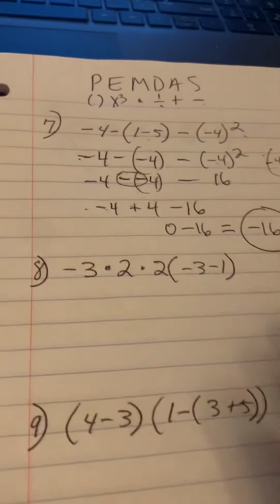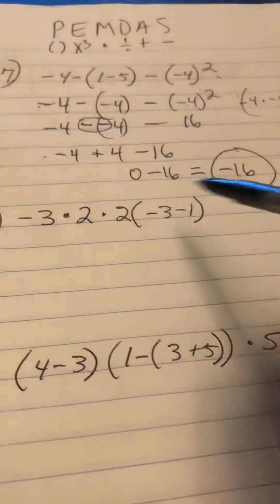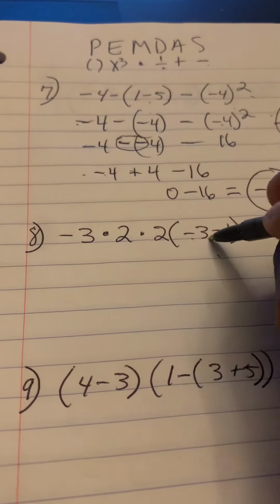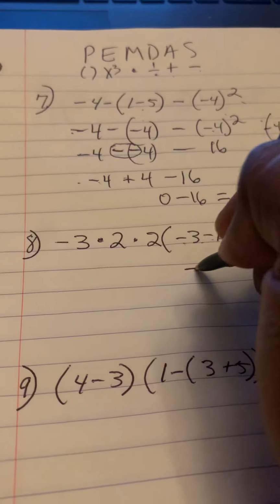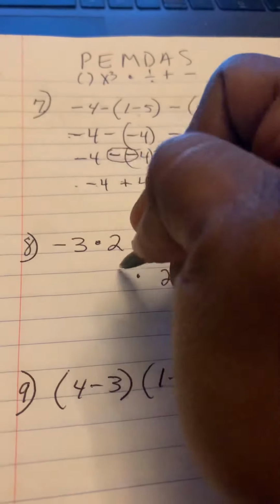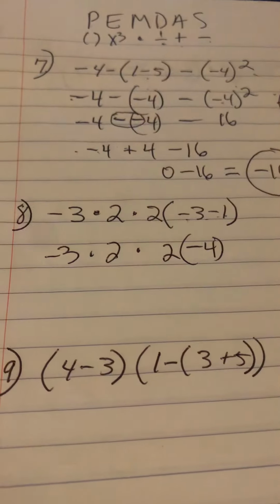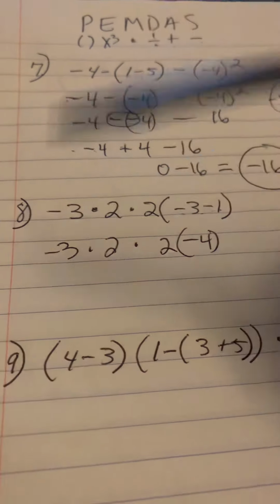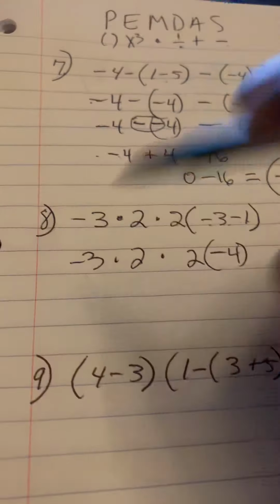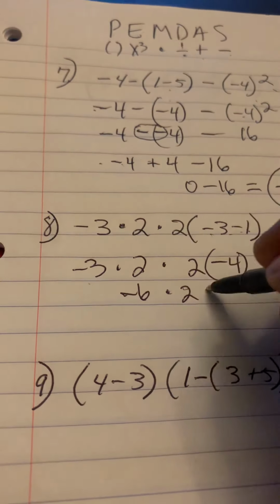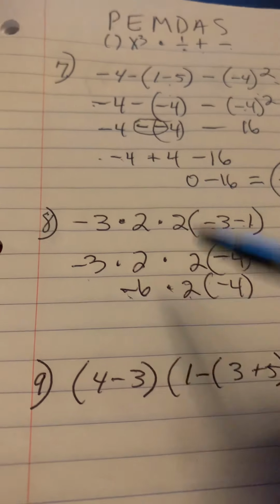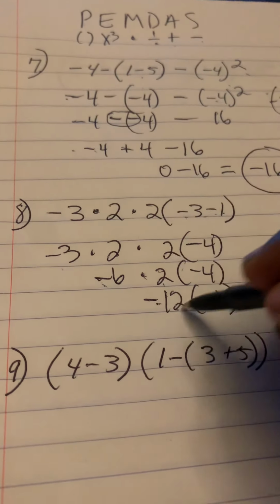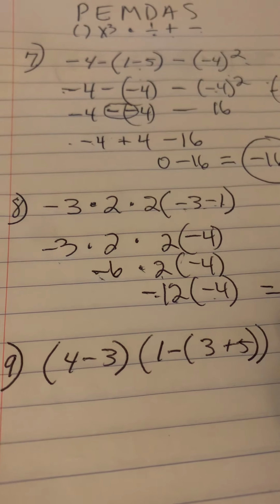Going down to the next one. We got parentheses. So let's do this in the parentheses first. Gets us negative 3 minus 1, so that's negative 4. Times 2 minus, I'm just bringing everything else down. I brought everything down. So no more parentheses to do, no exponents. Oh, all we got is multiplication. There we go. So what's negative 3 times 2? That's negative 6 times 2 times negative 4. Negative 6 times 2 is negative 12 times negative 4. And negative 12 times negative 4 is positive 48.